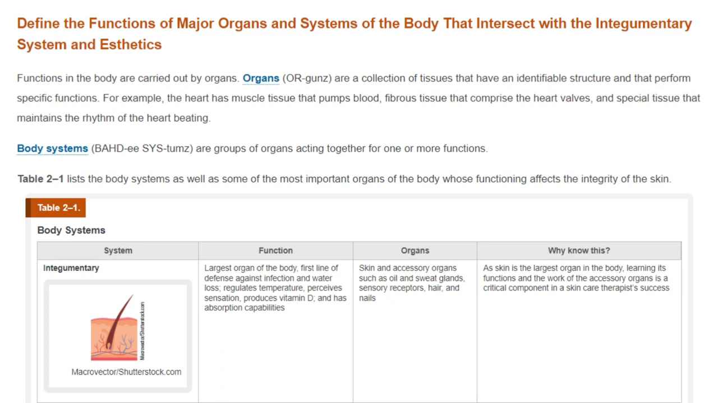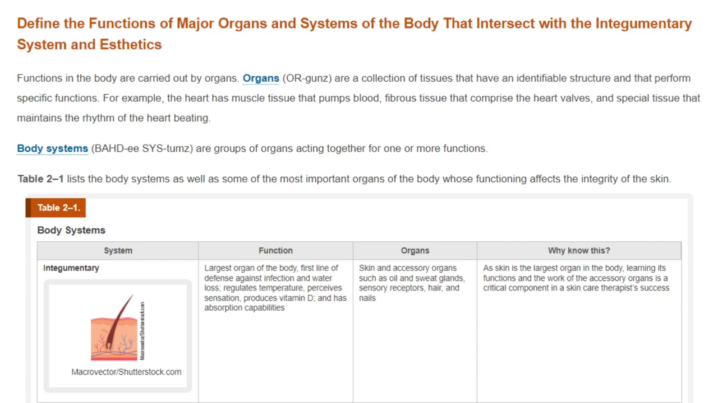Functions in the body are carried out by organs. Organs are a collection of tissues that have an identifiable structure and that perform specific functions. For example, the heart has muscle tissue that pumps blood, fibrous tissue comprises the heart valves, and special tissue that maintains the rhythm of the heart beating. Body systems are groups of organs acting together for one or more functions. Table 2.1 lists the body systems as well as some of the most important organs of the body whose functioning affects the integrity of the skin.